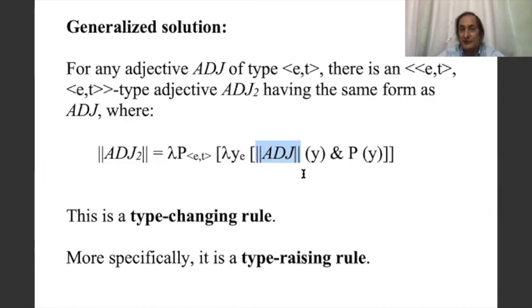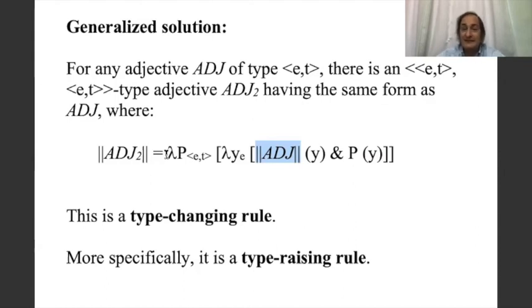We just did that for the word black. There I call this black 1. Here I don't have a 1, but that's an unimportant difference. This is saying that we can make a second adjective out of a first adjective just by plugging the first adjective meaning into this and giving back the result.